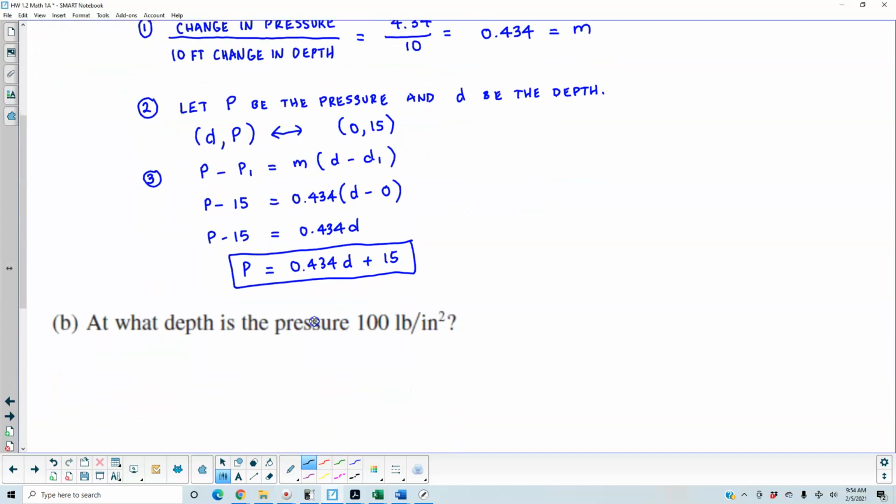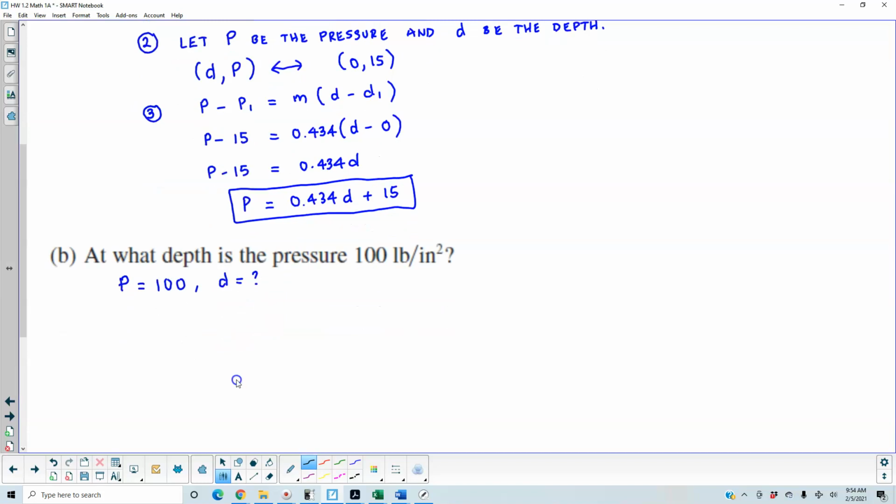Now in part B, it's asking us at what depth is the pressure 100 pounds per inches squared. So that's telling us that P is equal to 100, and we want to be able to solve for the depth. So in our formula, our function P, which is equal to 0.434D plus 15, we're going to replace P to be 100 and solve for D, which is the depth.